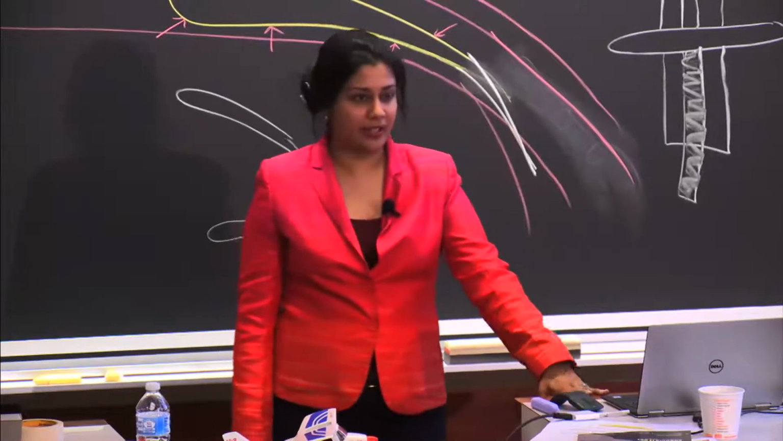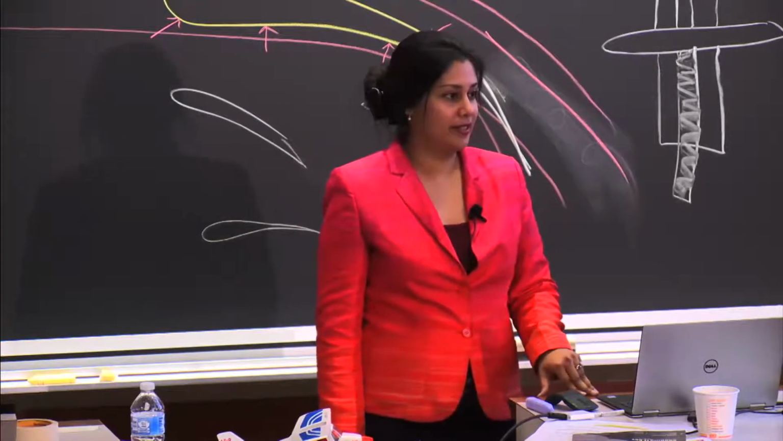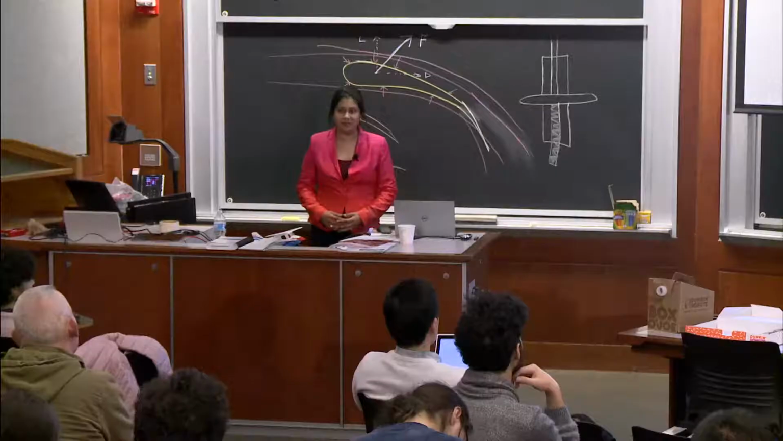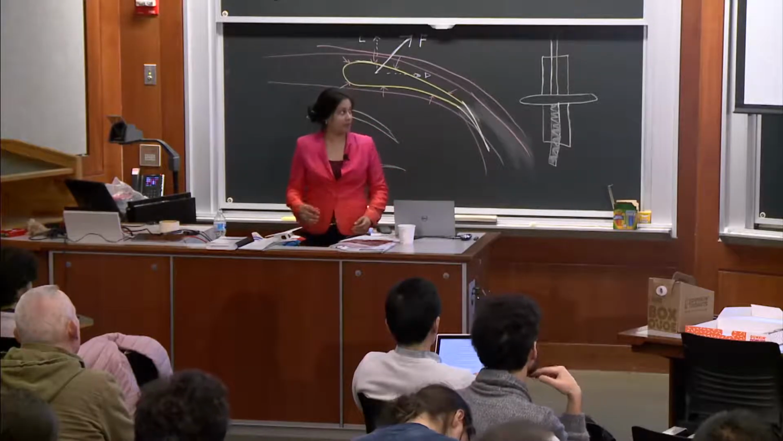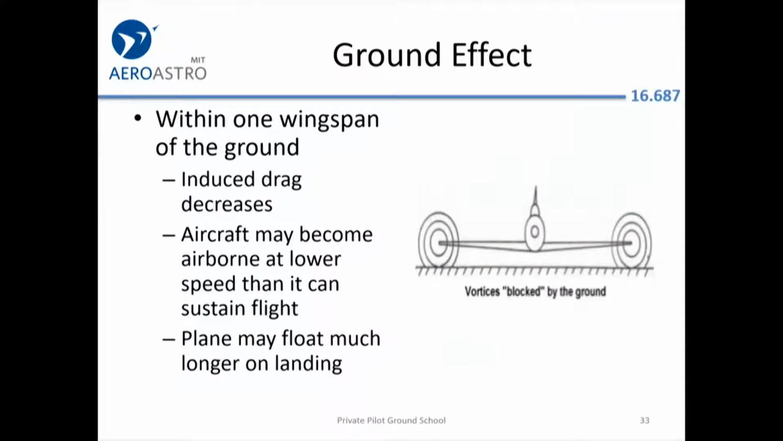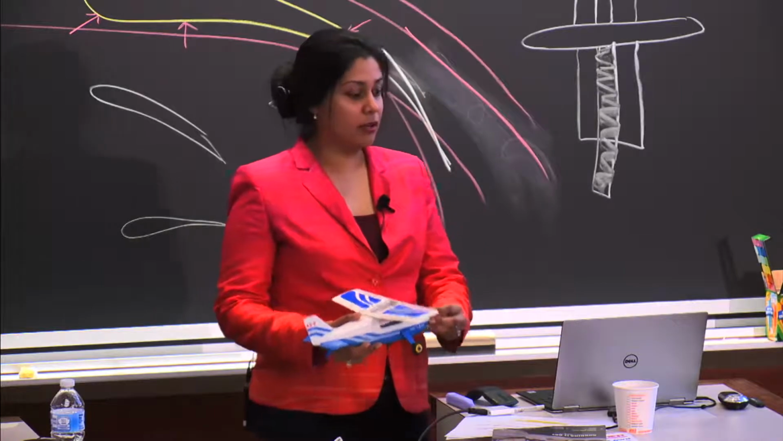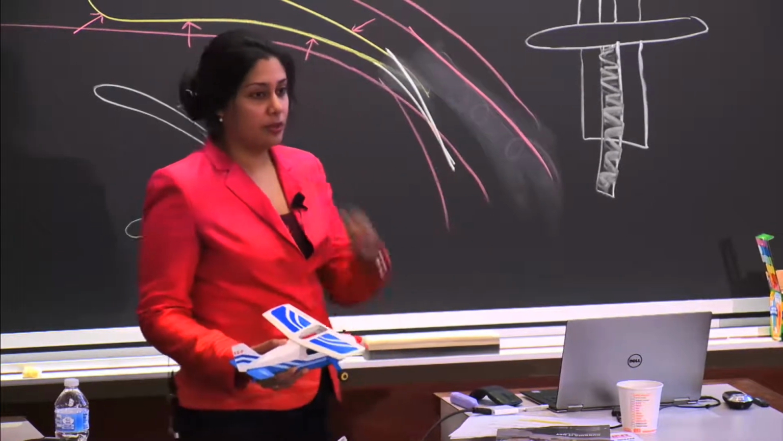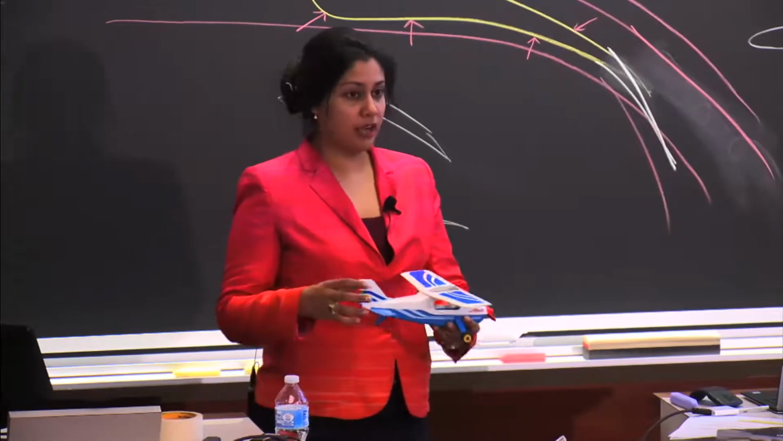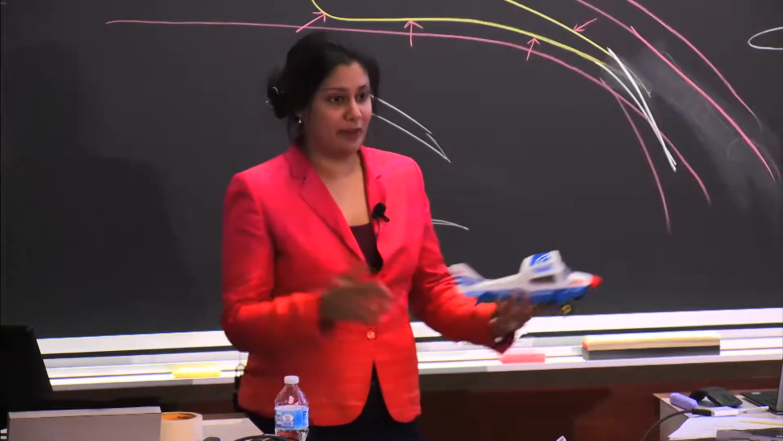Okay, ground effect. Does anyone know what ground effect is? Only a couple of you. All right, so let's talk about it a little bit. Basically, when you're very close to the ground, within one wingspan of the ground, some of the airflow around your airplane is blocked by the ground, and so your induced drag decreases. With the induced drag decreased, your airplane can become airborne at a lower speed than it's supposed to. So what you might notice is that when you're on the runway taking off, this is probably the first part of your flight.